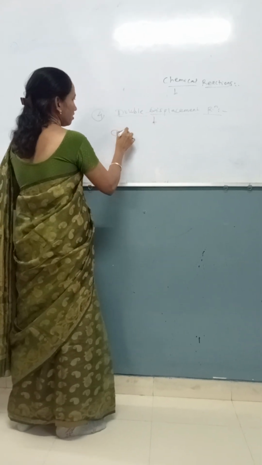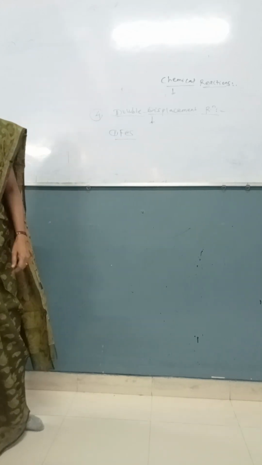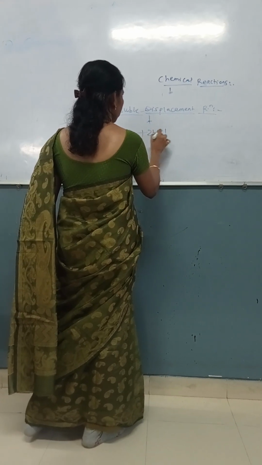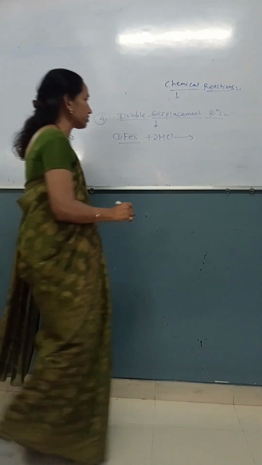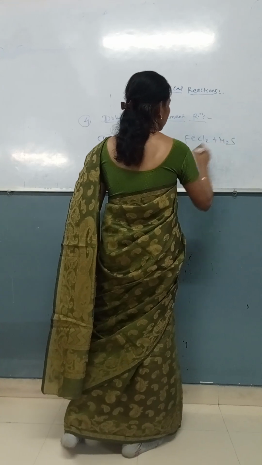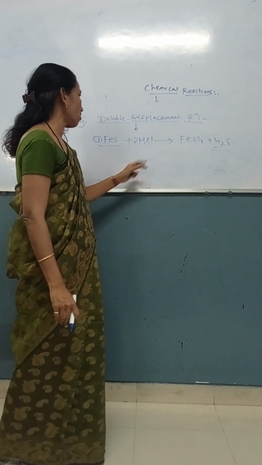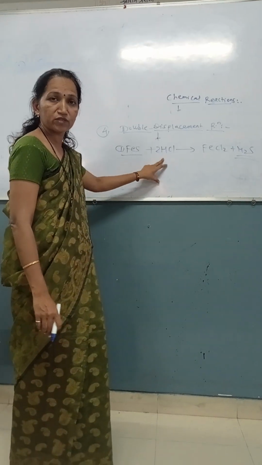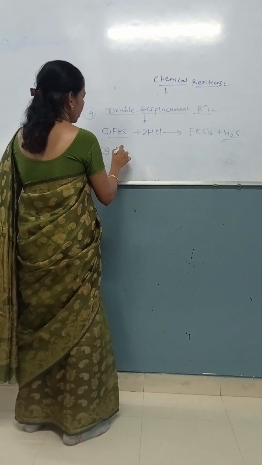The first one is ferrous sulfate. Ferrous sulfate reacts with 2HCl, and there is a formation of FeCl2 plus H2S. Hydrogen sulfide is formed here, along with ferrous chloride, from ferrous sulfate reacting with hydrochloric acid.